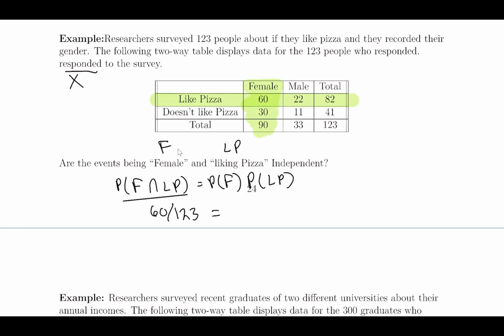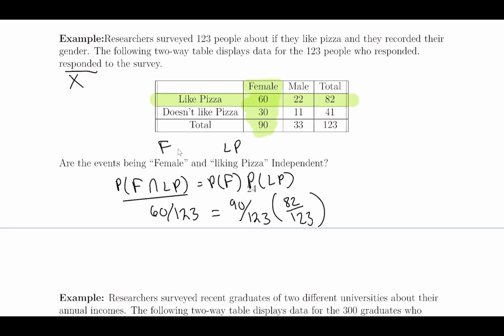All right. So for the next question, it says probability of female. So how many total females do I have? Oh, good job. They get 90 out of 123. How many people do we have that like pizza? Good job, Lisa. They get 82, and you too, Lauren.